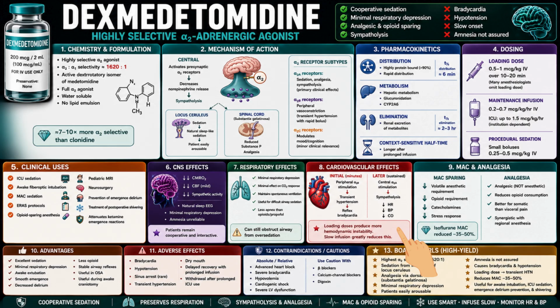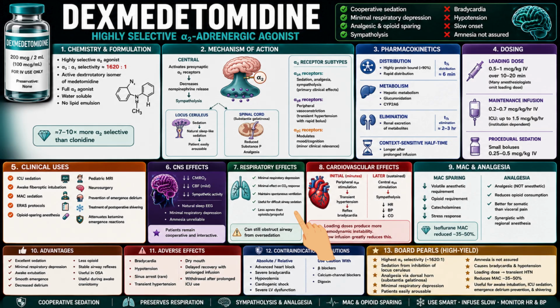Volume resuscitate first. Respiratory effects. This is where dexmedetomidine has its most significant clinical advantage over all other sedatives. Minimal respiratory depression. At clinical doses, dexmedetomidine produces only mild depression of ventilation, even at doses high enough to produce total IV anesthesia. The respiratory drive is maintained.